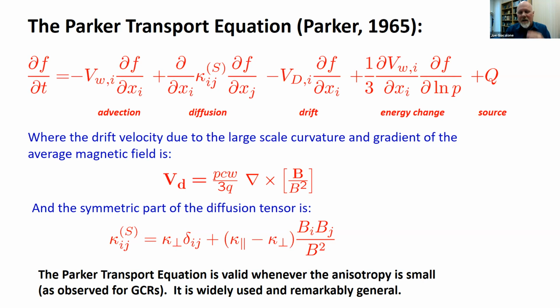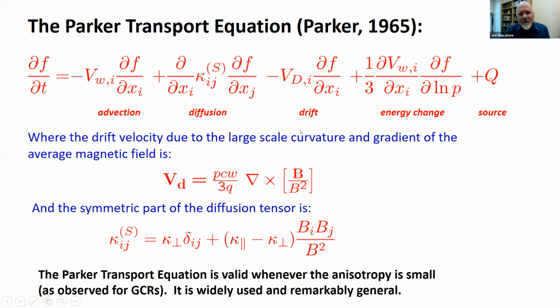I basically don't want to talk too much about it, but F is the distribution function of cosmic rays. This is the solar wind velocity or the plasma velocity, depending on what your application is. So this is the advection term. This is the diffusion term. It looks like a diffusion term. Drifts and energy change and the source.